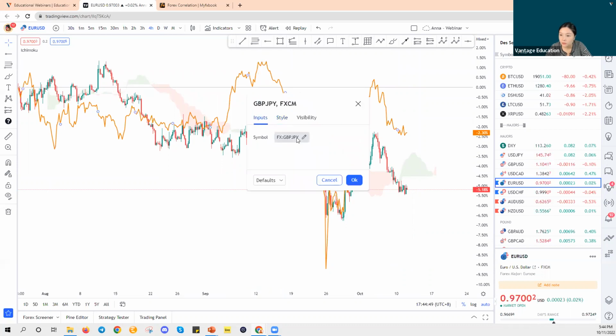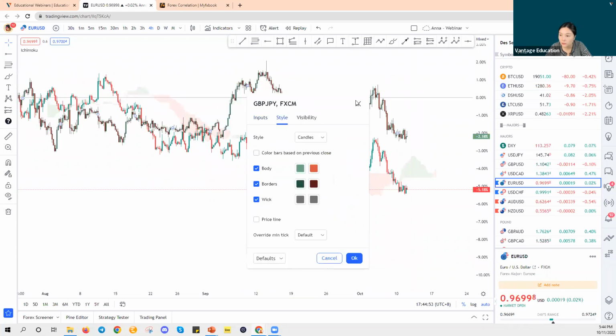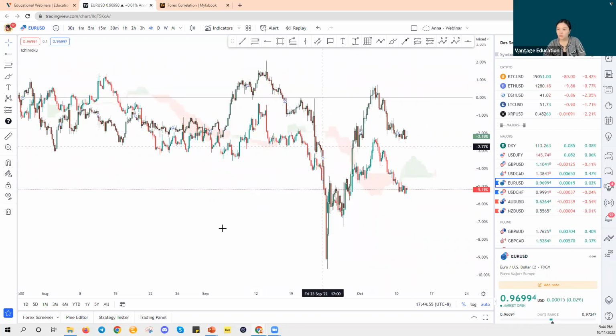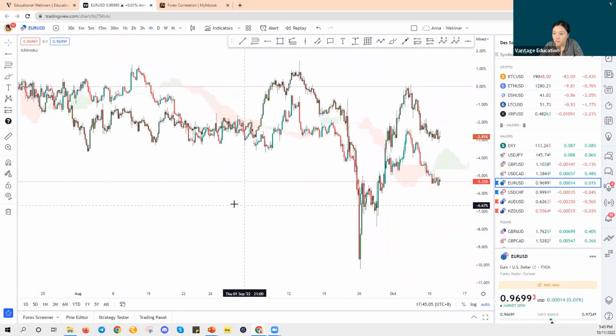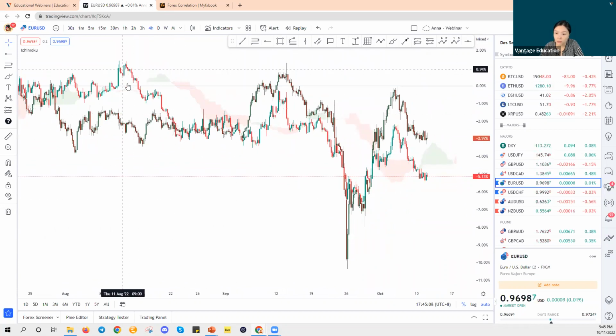So for example, let me change the candles. Okay, so in this case, we have our Euro USD as well as our GBP USD here. You can see that they are moving in tandem, but not exactly the same, right? It's not every step of the way they move exactly the same. So this is about 0.8 correlated.